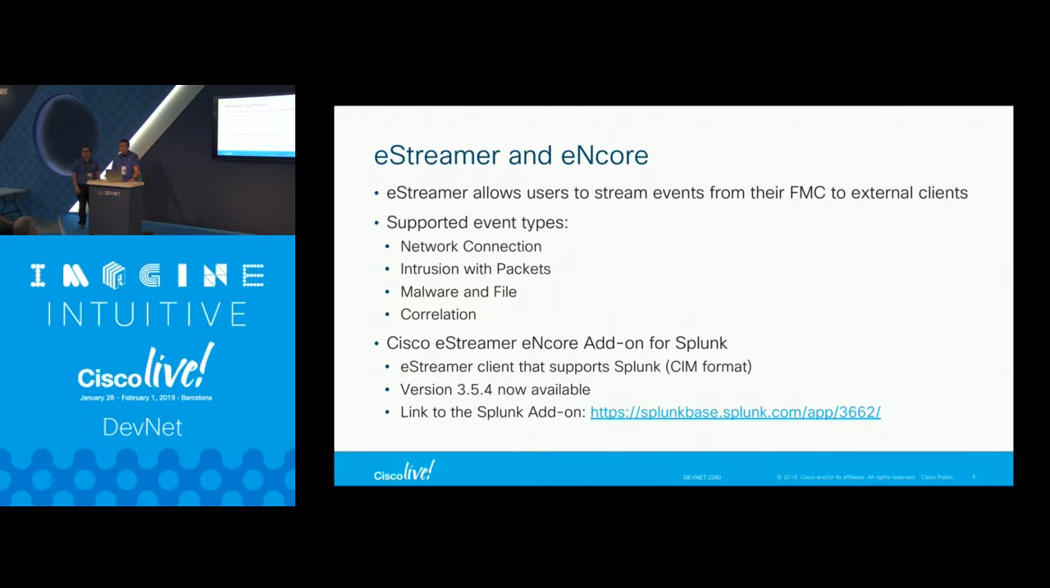Now, one of the main mechanisms we use to emit the events to other third-party applications is our eStreamer API. This is a proprietary API that is sent over a binary format that requires a client on the other end to actually take in the stream of data and convert it into logs that can be used within the application.